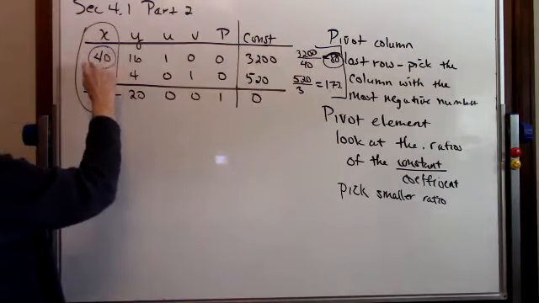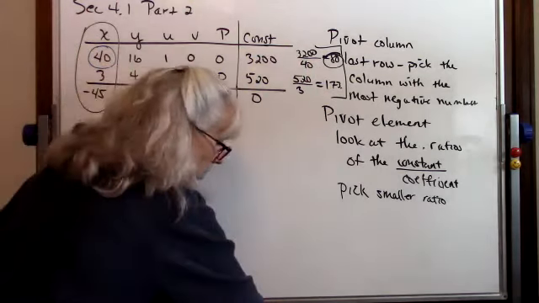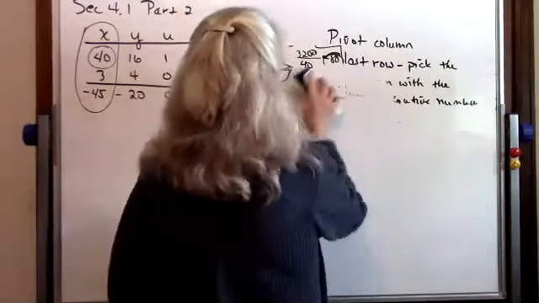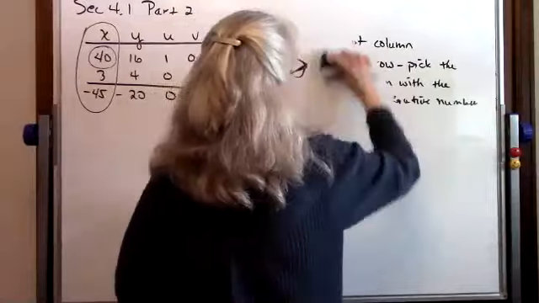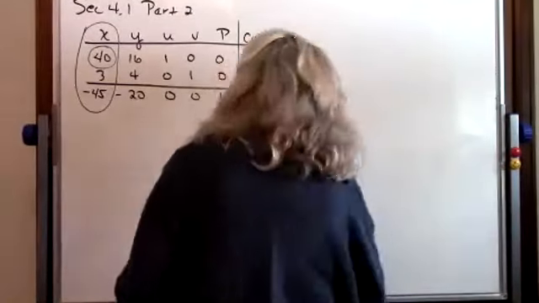So we now know our goal is to make this 40 into 1, and then we're going to make that x column into a unit column. We need 1 followed by 2 zeros. And this is where our Gauss-Jordan pays off. We've learned how to do it. So the process here should be straightforward.